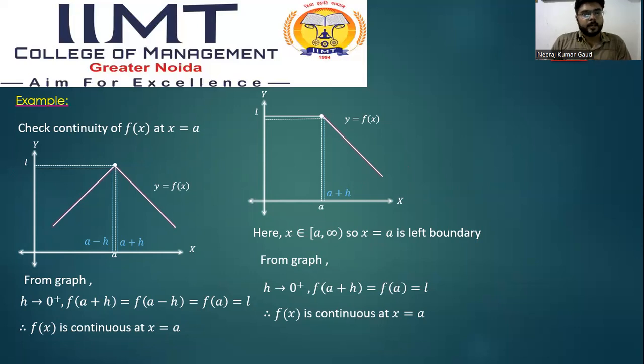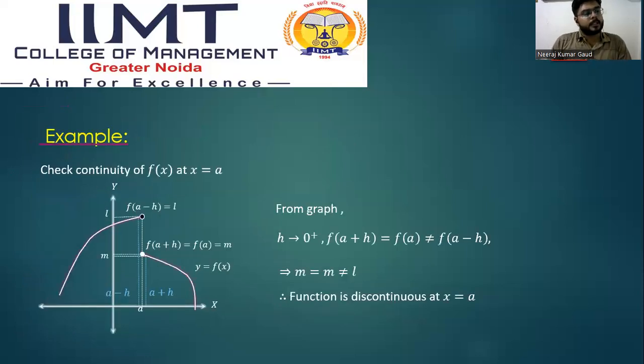From the second graph, here x belongs to the closed interval a to infinity. So x is equal to a is a left boundary. From the graph, h tends to 0 positive, f of a plus h equal to f of a equal to l. Therefore, f(x) is continuous at x equal to a.